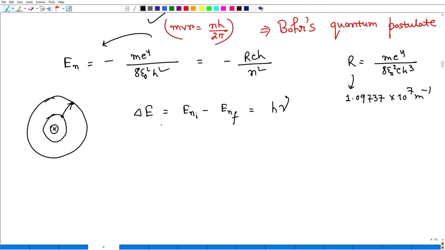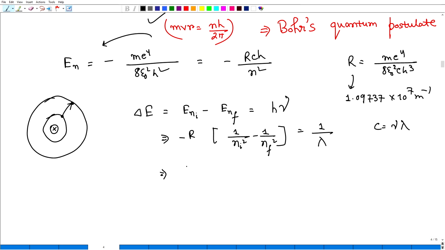So this is the day, and now if you put it, then we obtain this should be minus R C H N_f square. Okay. Now you know that c equals nu lambda, and h will be cancelled out from both sides. h is cancelled out. c equals nu lambda. If you put it, nu will be cancelled out, and lambda will be on this side. So this is the expression.